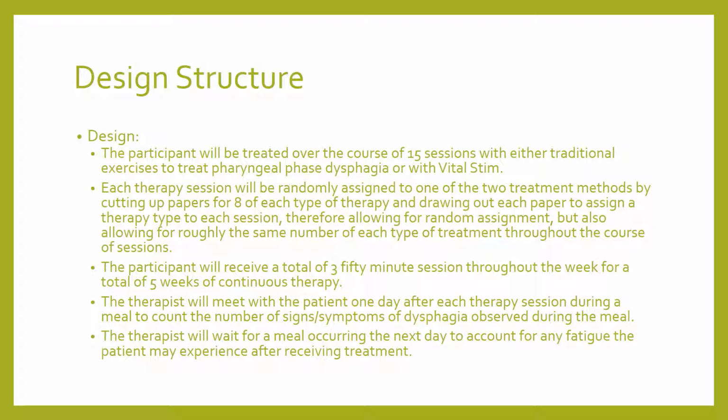I wanted to randomly assign one of the 2 treatment methods, so I wanted to explain how we were going to do that. The way that we did it was by cutting up papers for 8 of each type of therapy and drawing out, like from a hat, each paper to assign the therapy to each session, therefore allowing for random assignment, but also allowing for roughly the same number of each type of treatment throughout the course of sessions.